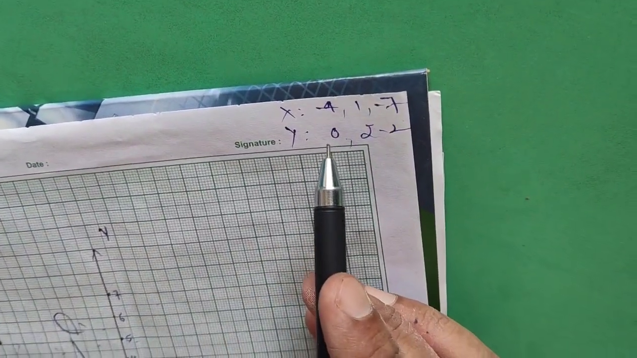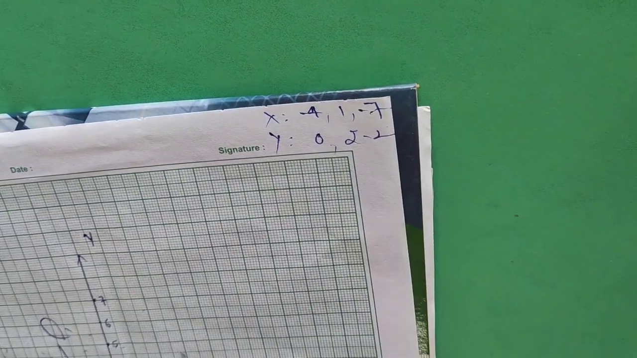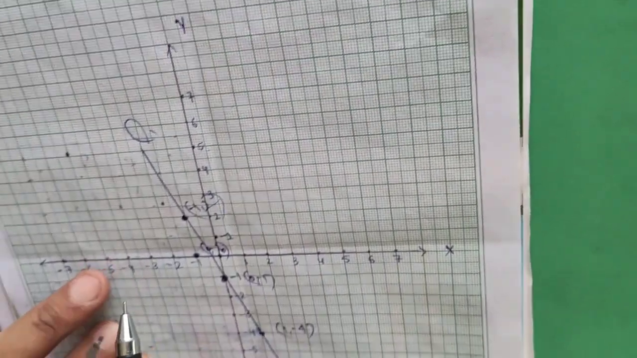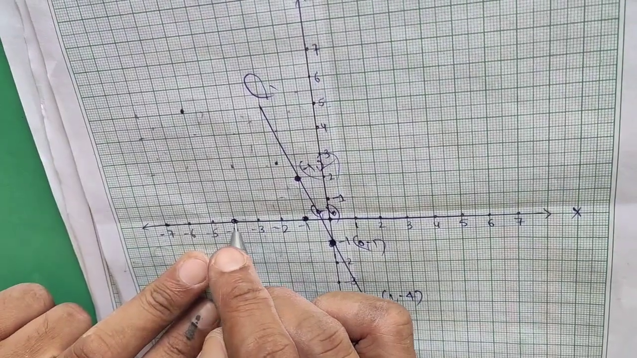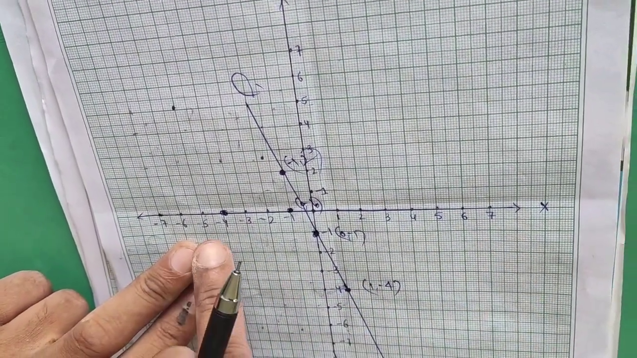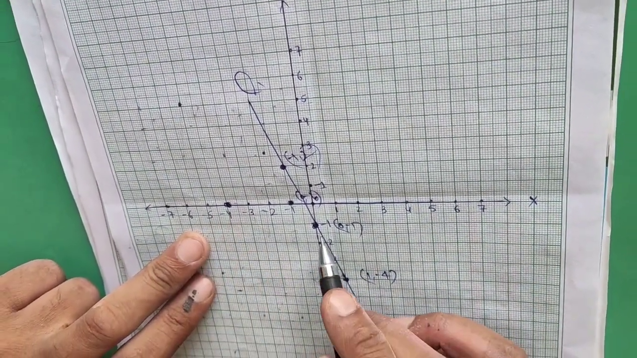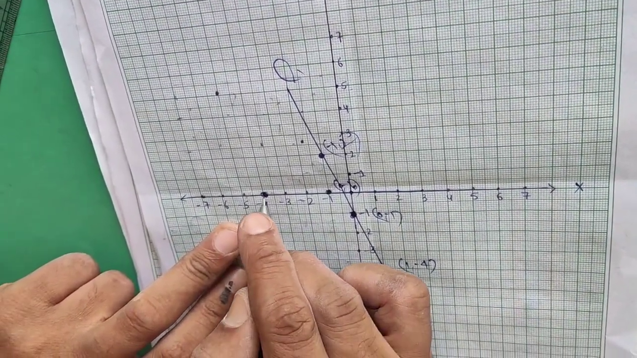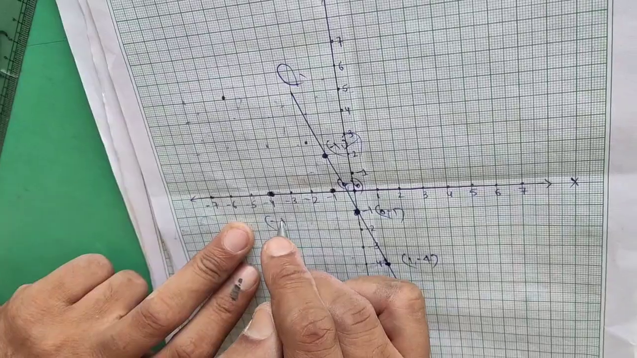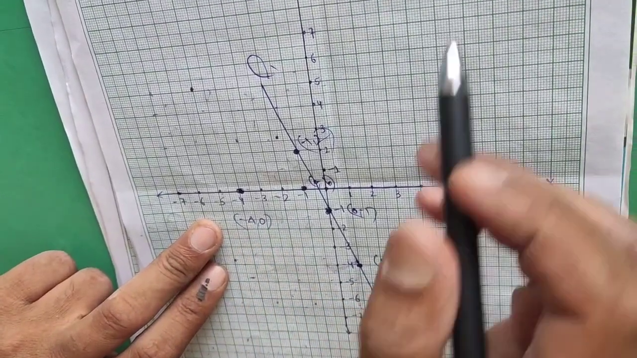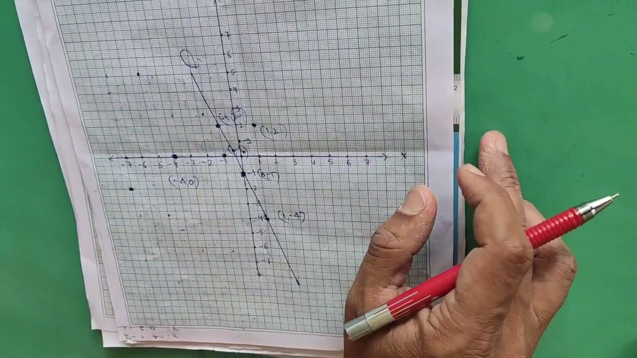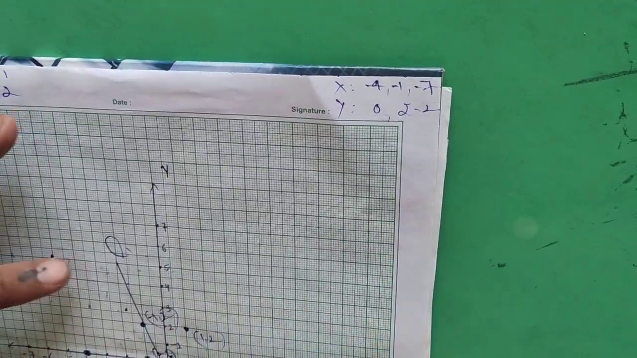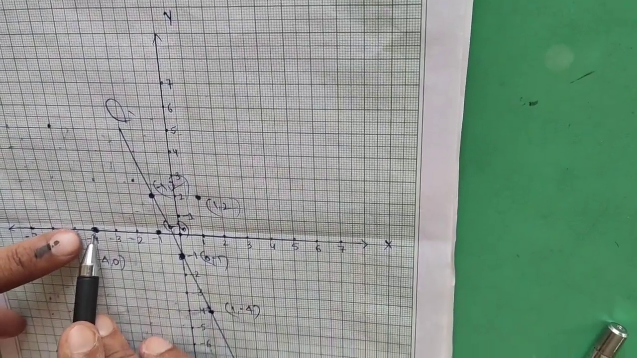For this purpose, we plot all the points of the second straight line. The first point is minus 4, 0. So x is minus 4 and y is 0. This point is here, because we know on the x axis y is always 0 and on the y axis x is always 0. So the point minus 4, 0 is here.